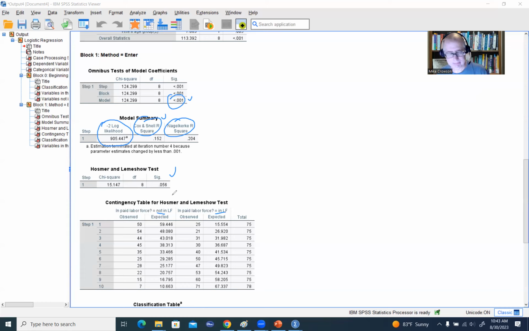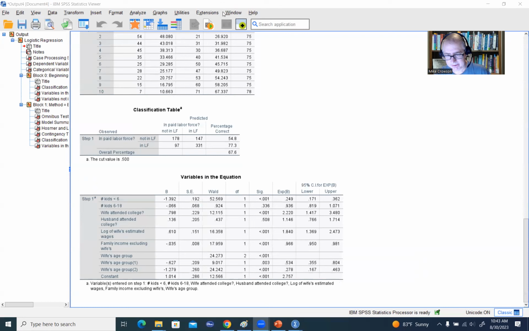You can see right here the p-value for this test is 0.056, which is getting pretty close to indicating poor fit. So we'll scroll down a little bit further, and you'll see we have our classification table. This is useful for evaluating how well our model does in terms of predicting group membership. In terms of the output, we have the observed outcomes. You could think about the outcomes as coded as 0 and 1, where 1 is the target outcome of interest, which in this case would be being in the labor force.